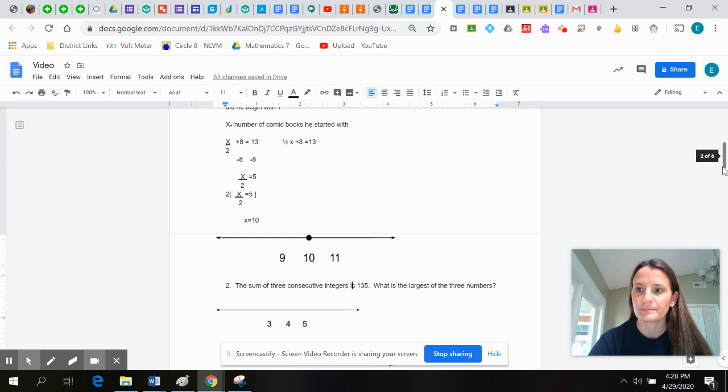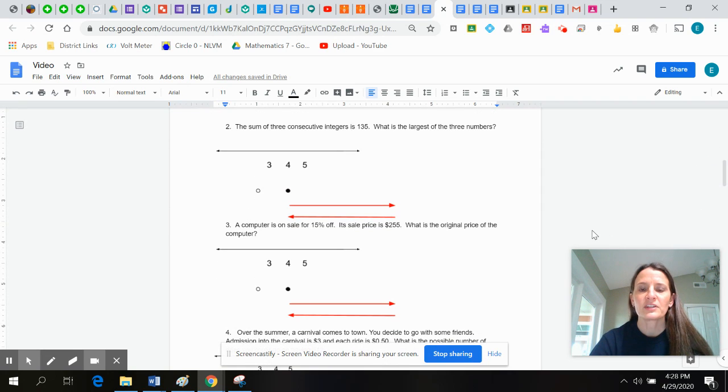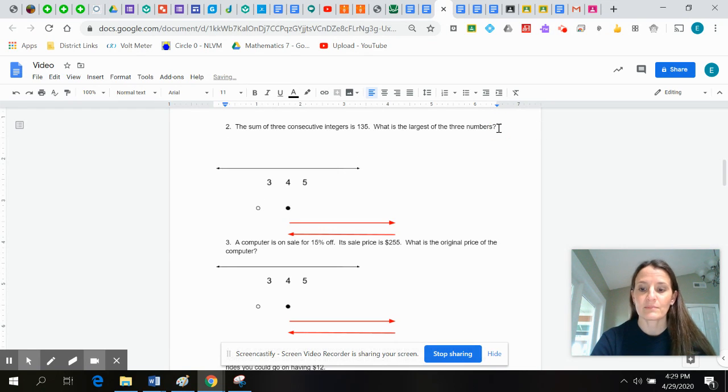All right, number 2. The sum of 3 consecutive integers is 135. So consecutive meaning back to back to back. So 1, 2, and 3 are consecutive numbers. 7, 8, 9 are consecutive numbers. 98, 99, 100 are consecutive numbers. So I want to know, when I add 3 consecutive numbers, which is the largest of the numbers? Well, there's our question. So let's let x be the largest number.